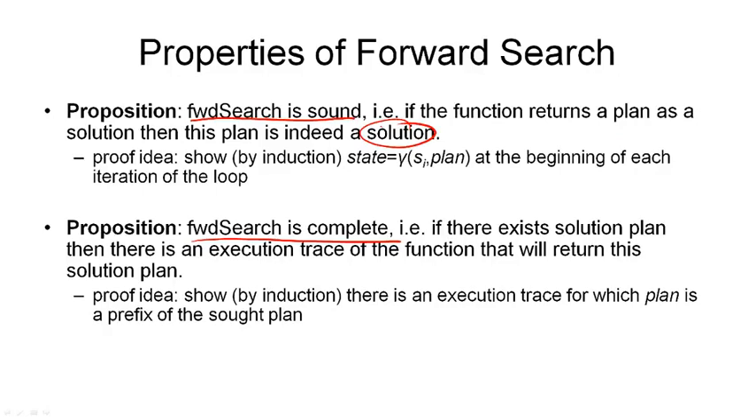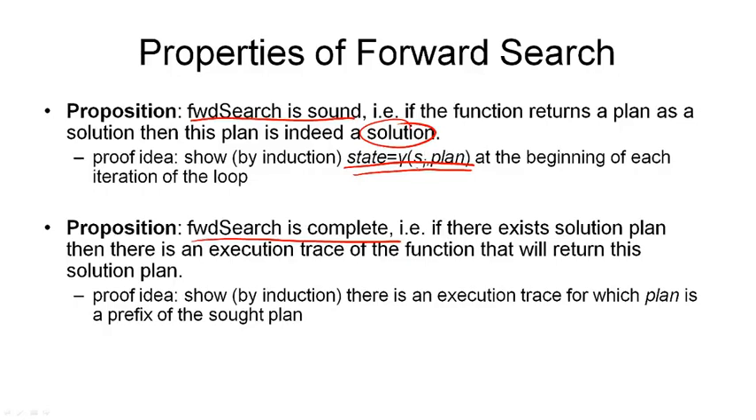If the algorithm was not sound, that means it could return a plan that isn't a solution, so we would still not know what the solution is. But the algorithm is sound. And the proof of this is very simple. We can show this by induction, and we show that at the beginning of the loop, this statement here always holds. So we have the two loop variables state and plan, and we show that the state is always equal to gamma of Si and the plan we're currently looking at.